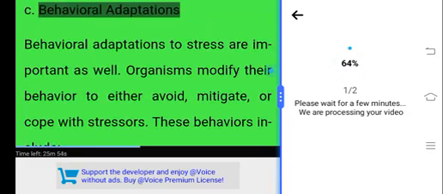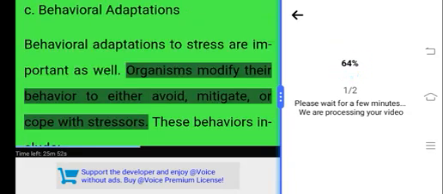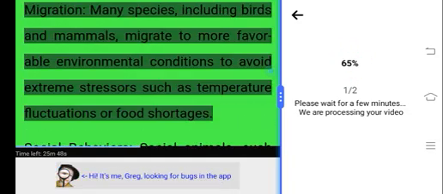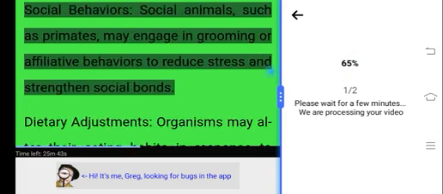C. Behavioral adaptations. Behavioral adaptations to stress are important as well. Organisms modify their behavior to either avoid, mitigate, or cope with stressors. These behaviors include migration. Many species, including birds and mammals, migrate to more favorable environmental conditions to avoid extreme stressors such as temperature fluctuations or food shortages.